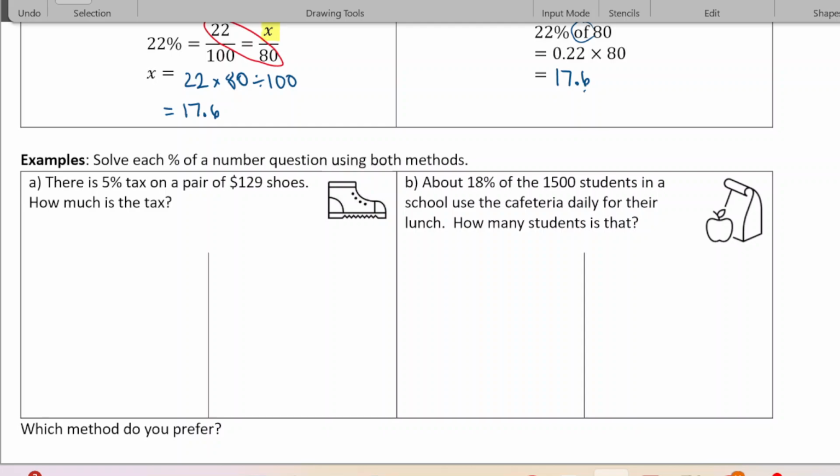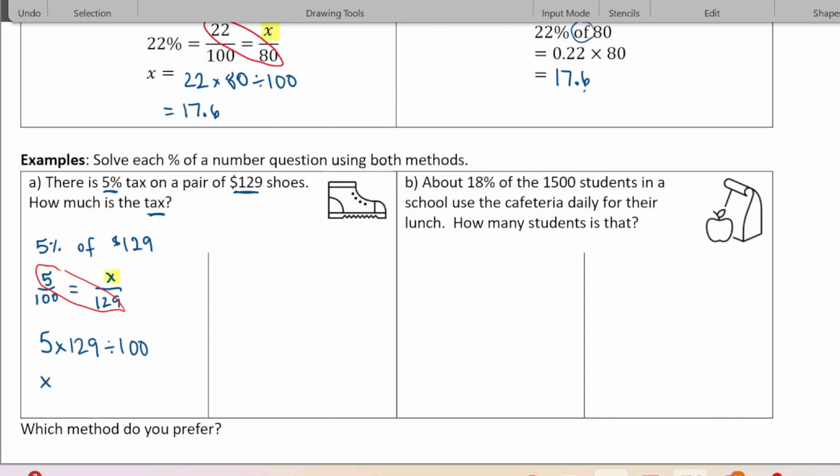So let's look at this one here. It says there's 5% tax on a pair of $129 shoes. How much is the tax? So we want to figure out what 5% of 129 is. The first way to do it is by solving a proportion. We know 5% is 5 out of 100, and we want to know how much out of 129 that is. So we set up a cross multiply. We go 5 times 129 and then divide it by 100.